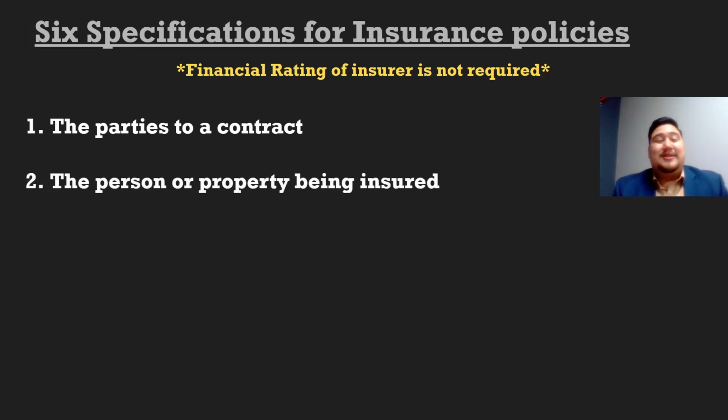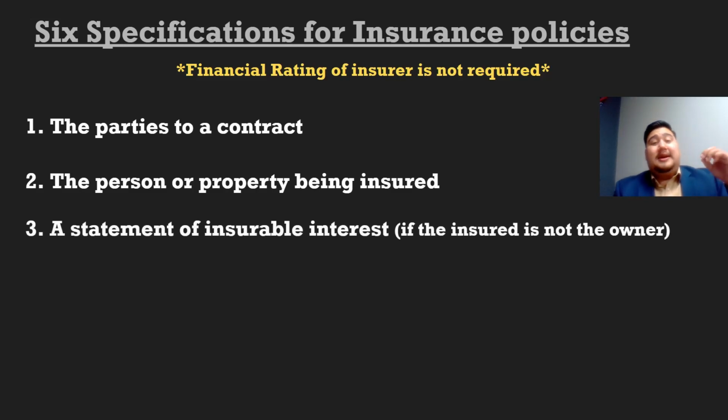Number 2, the person or the property being insured. Because you can buy insurance on yourself, you can buy it on a car, you could buy it on a home. So whatever you're purchasing on, whether it's a person or property, you need to know what exactly is going to be covered. Number 3, a statement of insurable interest. So we talked about this in our first video, part one of chapter one. Okay, knowing how insurable interest works. So be sure to watch that video if you don't know what it is. That phrase, insurable interest, is important to know for your exam because sometimes it can cost you 3 questions just by you not knowing what that word means.